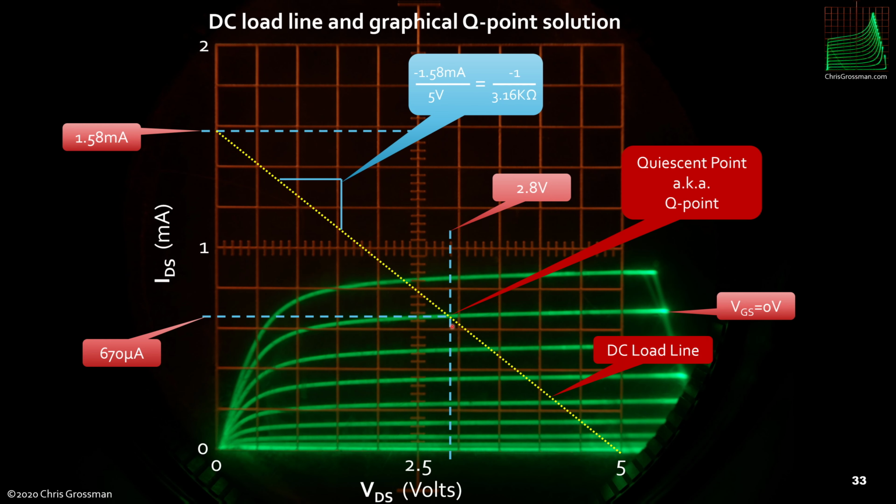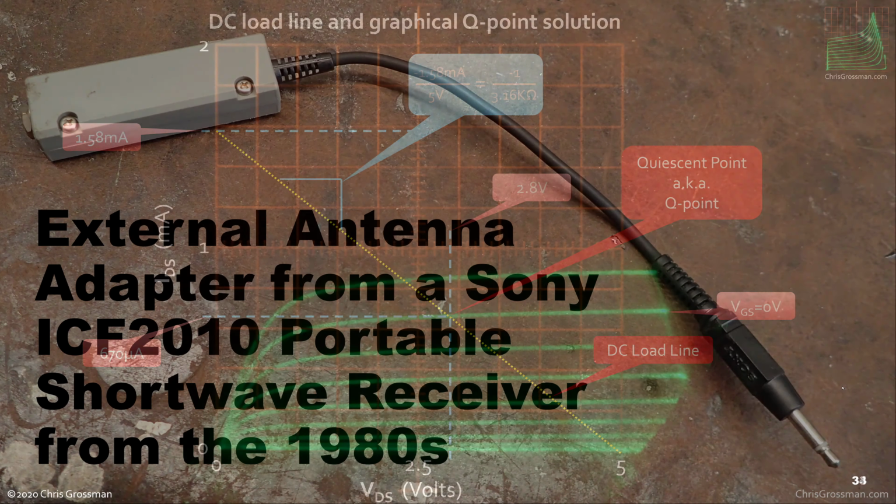Now this point where the part's going to sit, this is called the quiescent point or Q point, and this line we drew is called a DC load line.